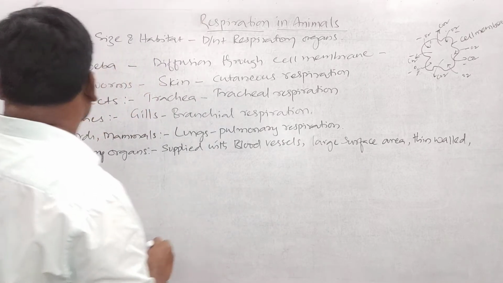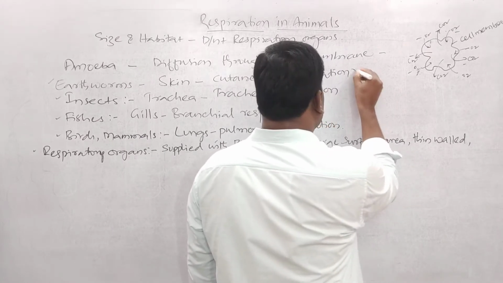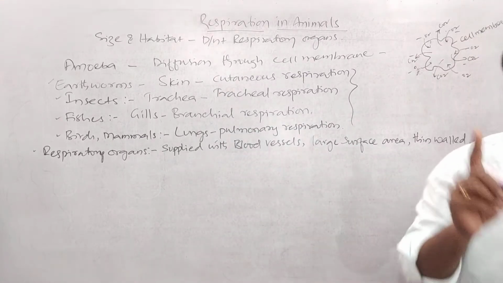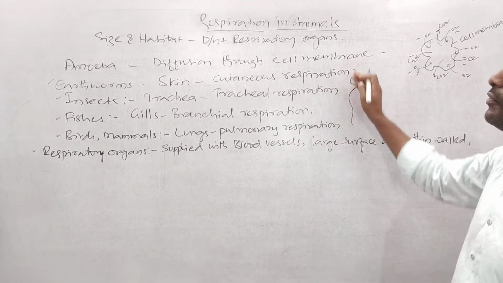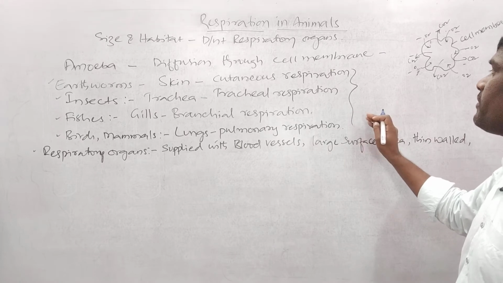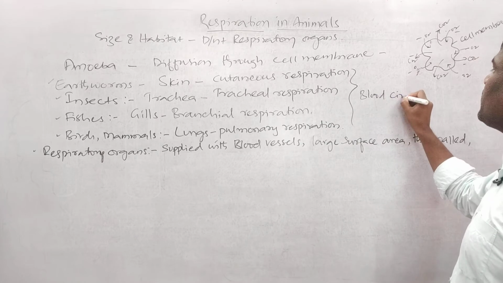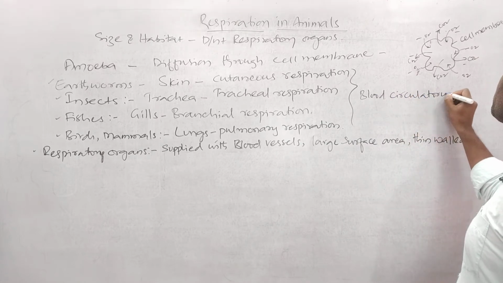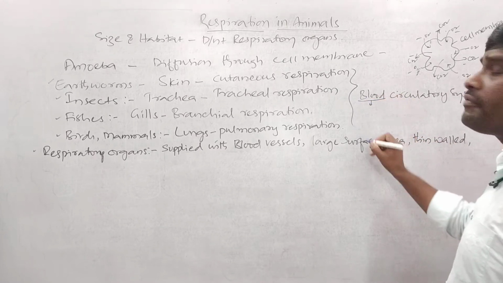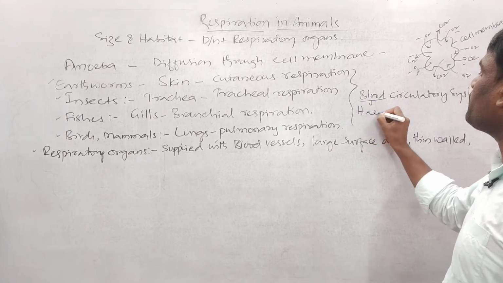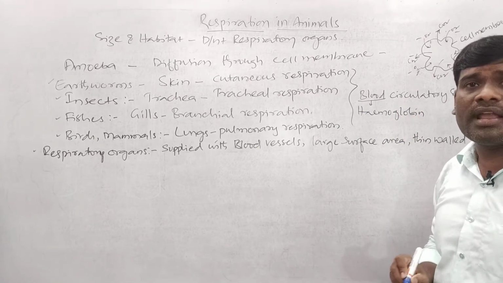So here all these multicellular organisms, say in earthworms, except in what, children? Insects. Okay, except in insects, earthworms, fishes, birds, mammals and amphibia. So what happens is they need another type of system, that is the blood circulatory system. So this blood is a fluid, children. It consists of a respiratory pigment called hemoglobin.